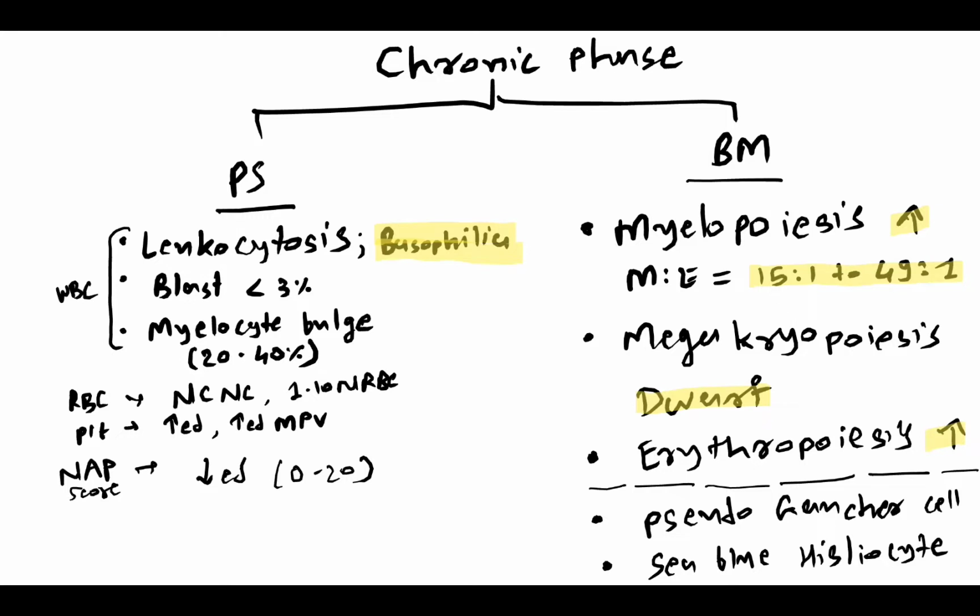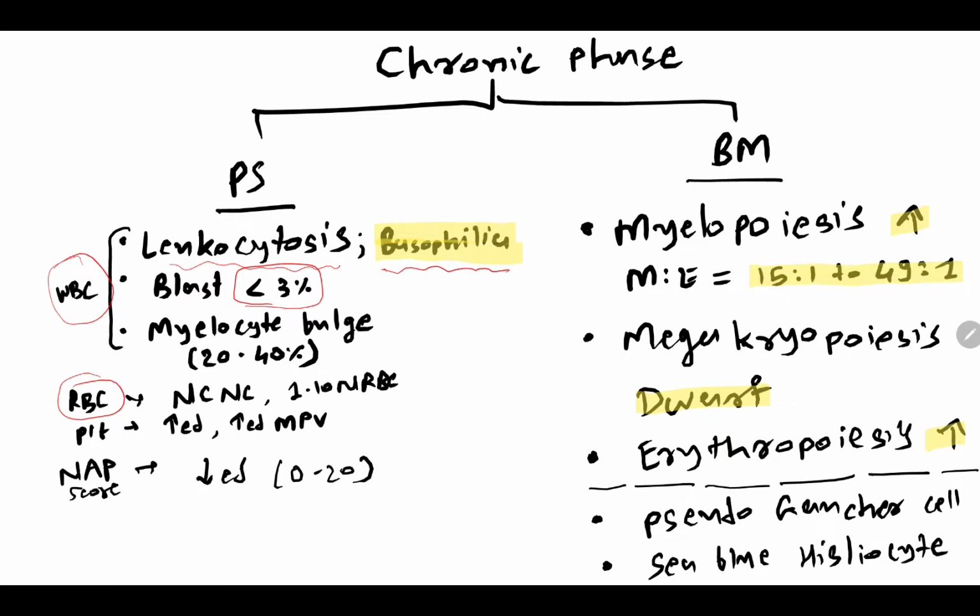In chronic phase, to diagnose the chronic phase, we have to look for the peripheral smear and the bone marrow examination. In peripheral smear, starting with WBC series, it shows the marked leukocytosis with basophilia. Then the blast should be less than 3%. There will be the myelocytic bulge. Around 20 to 40% cells are myelocytes or premature myeloid cells.